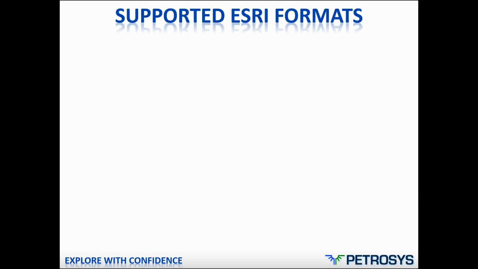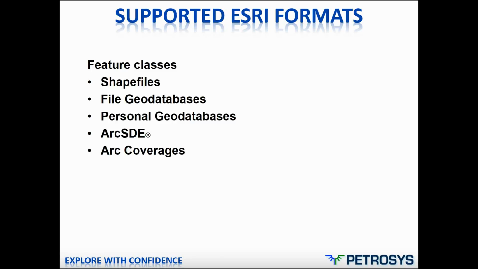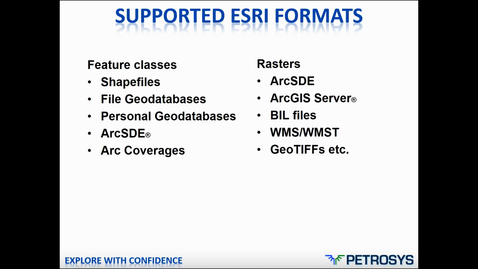The main ESRI data types Petrosys supports are as follows. Feature classes storing point, line and polygon data, and the supported data sources include shapefiles, file and personal geodatabases, ArcSDE, and ARC coverages. Rasters can be displayed directly from SDE and ArcGIS server.